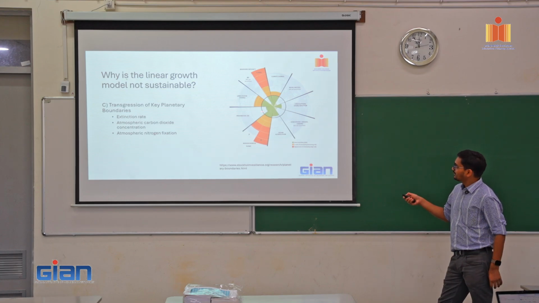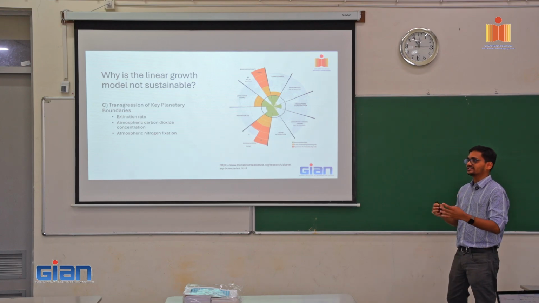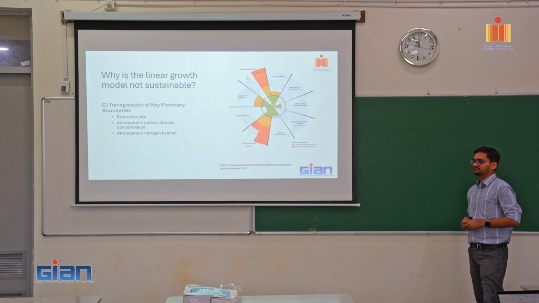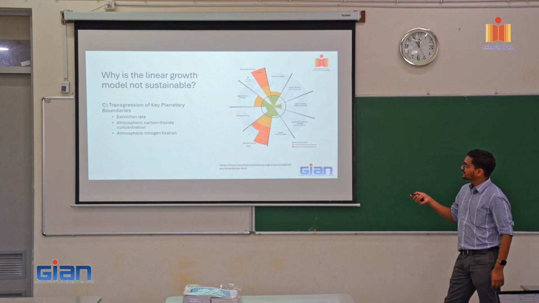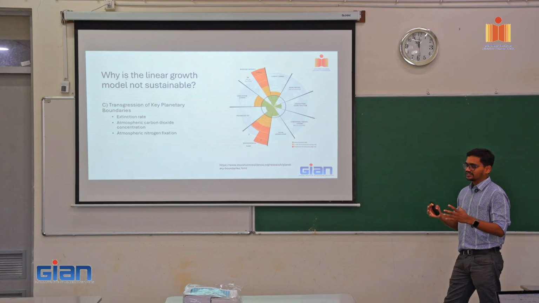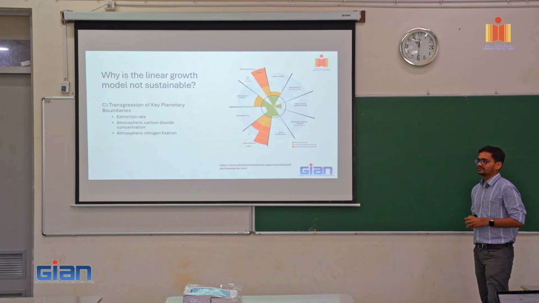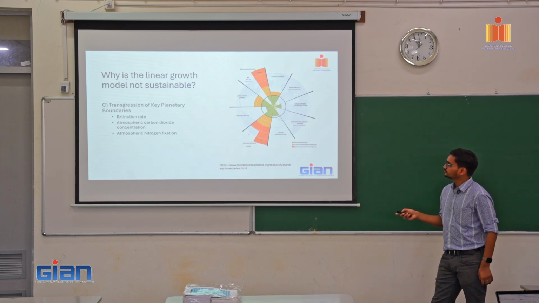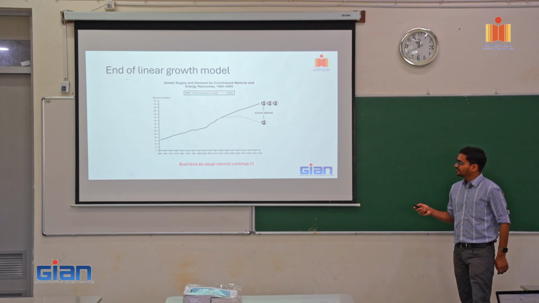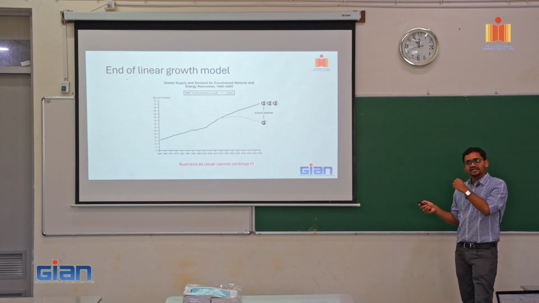So now when this happens, it means that our single earth is not enough to sustain our continued economic growth. So we have to think of alternative ways so that these key planetary boundaries can be brought within the specified limit. Now this figure basically says that we are reaching the end of the linear growth model.